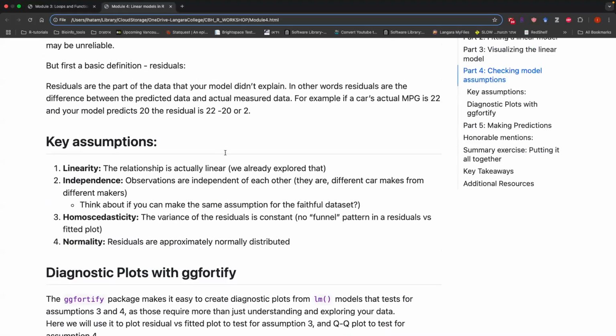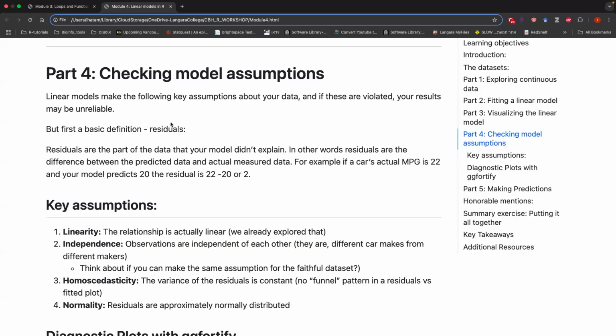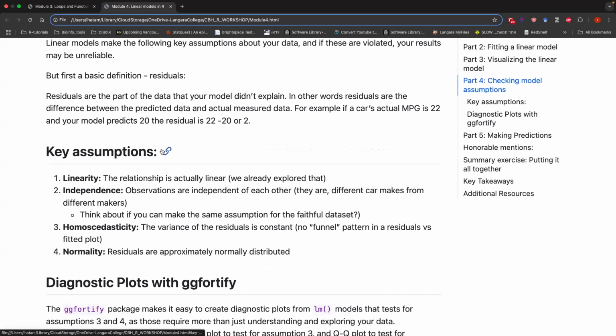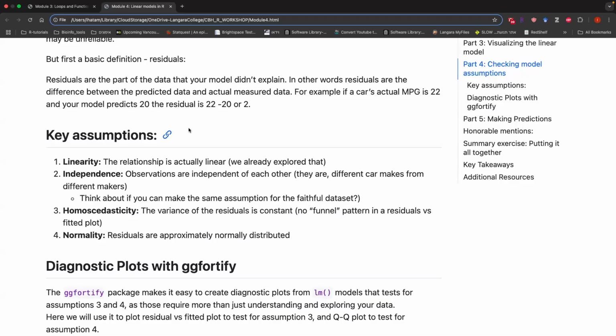So linear models make the following key assumptions about your data, and if these are violated, your results may not be reliable. First, the basic definition, which we'll use a lot: residuals. What are residuals? Residuals are the part of the data that your model didn't explain. In other words, residuals are the difference between the predicted data and the actual measured data. Remember our black line and the dots around it? The dots didn't all align on the black line, and the distance between the dot and the black line is the residual. For example, if a car's actual MPG is 22 and your model predicts it to be 20, the residual is 22 minus the predicted value, which is 2. That's what it means.